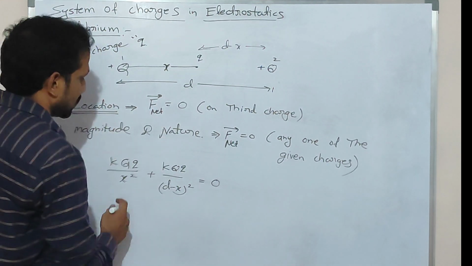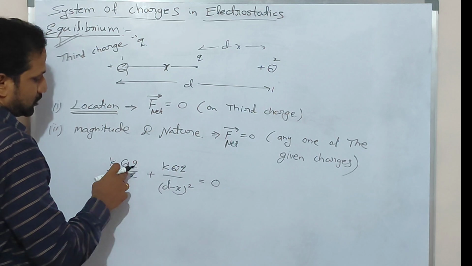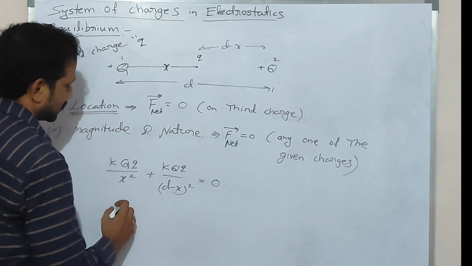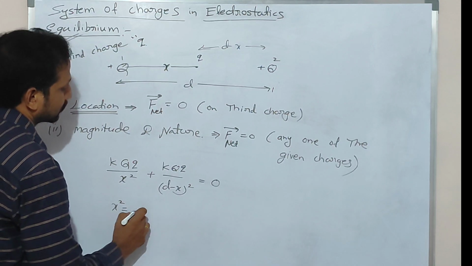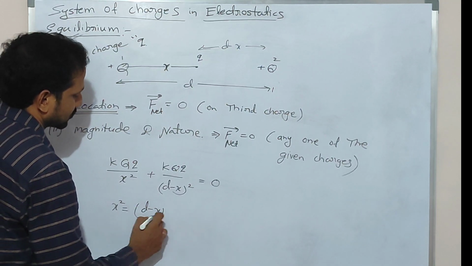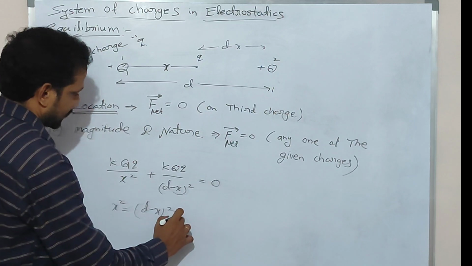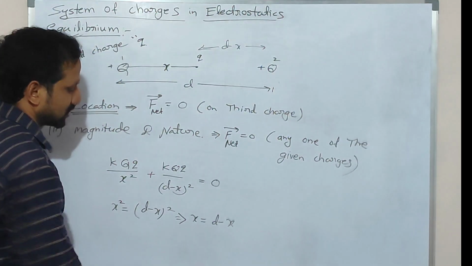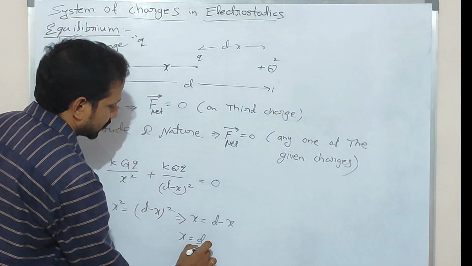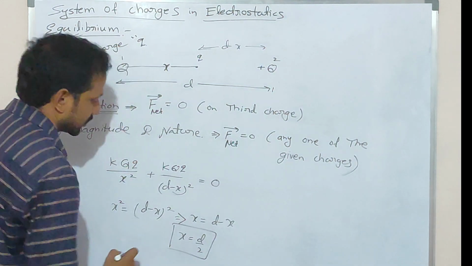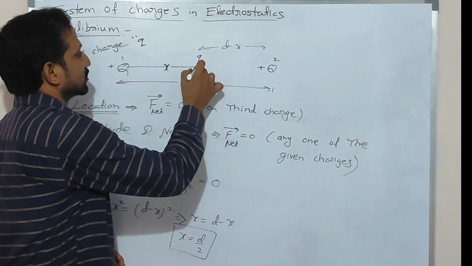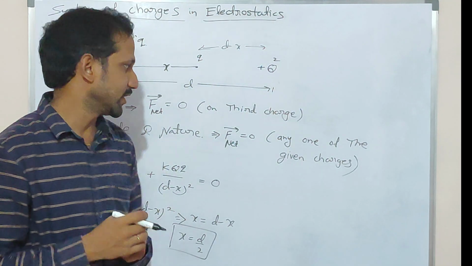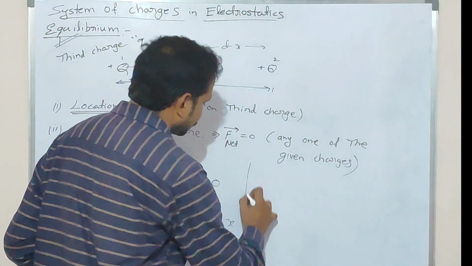If you equate, k capital Q small q goes to that side as 0, and we get x square equals d minus x whole square. Then we can say x equals d minus x, so x equals d by 2. That means we need to place the third charge at the midpoint of the line joining the 2 charges. So we found that.